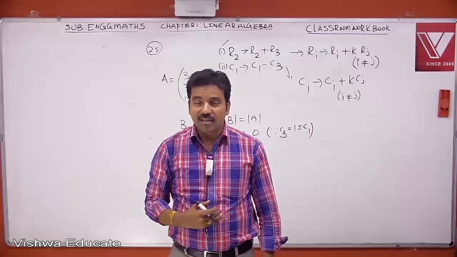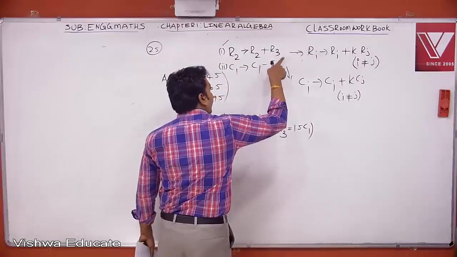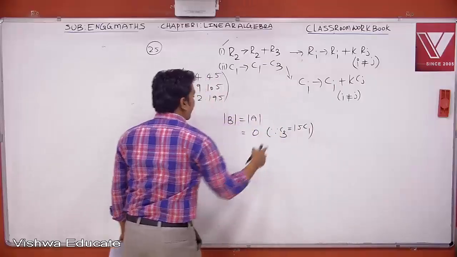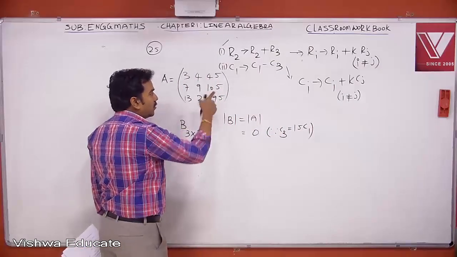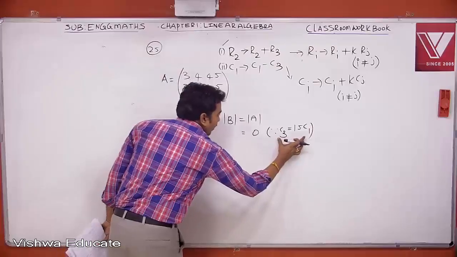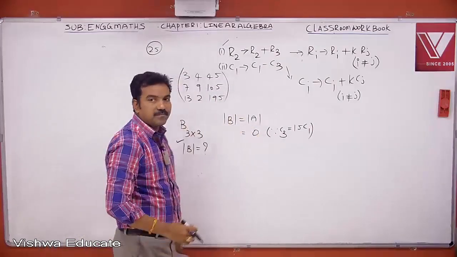So therefore, in this case, you just identify that they belong to third category operations. Therefore, the determinant of this matrix is same as the determinant of the original matrix. Since there is a relation between two columns like this, the determinant of this matrix is 0.